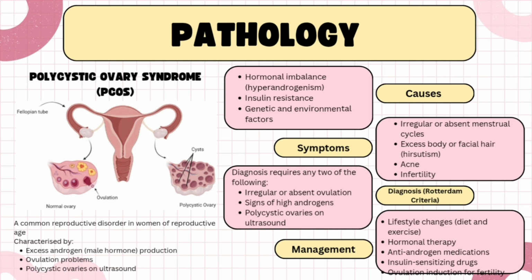The first one is irregular or absent ovulation. The second one is signs of high androgen levels. The third one is polycystic ovaries appearing on the ultrasound. The management will include lifestyle changes such as diet and exercise, then hormonal therapy, anti-androgen medications, insulin-sensitizing drugs, and also ovulation induction for fertility.